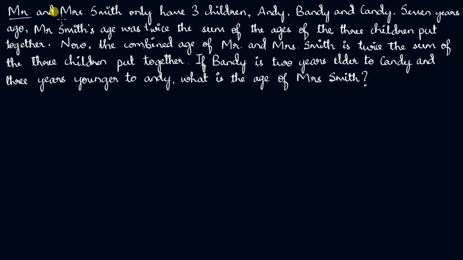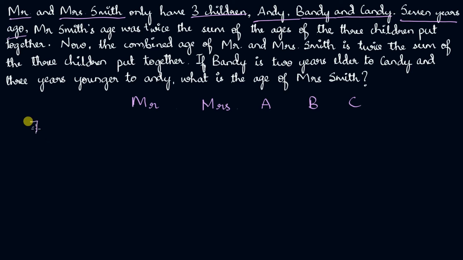There is a Mr. and Mrs. Smith. Okay, so we'll write that down. Mr. There is a Mrs. All right, and they have three children: Andy, Bandy, and Candy. Let's write them down as A, B, and C. Okay, why don't I space this out a little? So this Mr. will come here, and we are talking about 7 years ago now. 7 years ago. Let's put that down here.